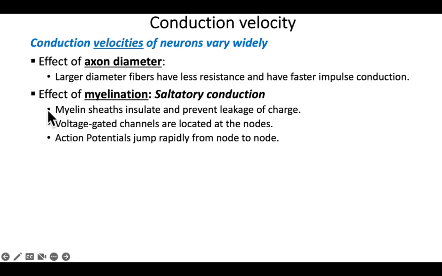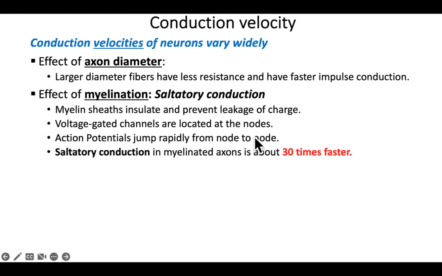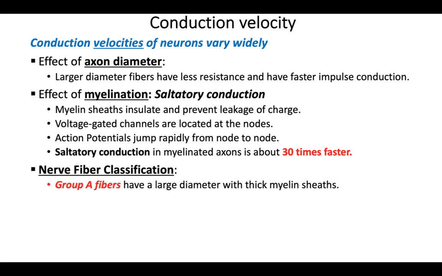The myelin sheaths act as insulation. Saltatory, remember, is when the action potentials jump from node to node, and we call that saltatory conduction, which can increase the speed up to 30 times faster than if you did not have myelin. So we can classify neurons based on speed. Group A fibers have large diameters and thick myelin, so they're going to be the fastest. They're able to transmit that action potential very quickly.